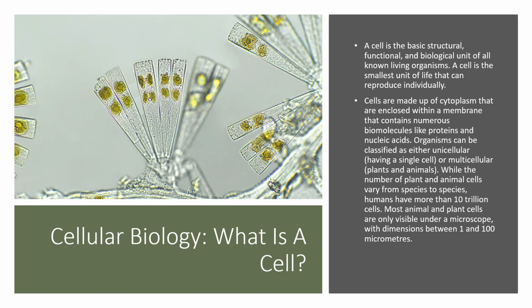Organisms can be classified as either unicellular, having a single cell, or multicellular, such as plants and animals. While the number of plant and animal cells varies from species to species, humans have more than 10 trillion cells. Most animal and plant cells are only visible under a microscope, with dimensions between 1 and 100 micrometers.